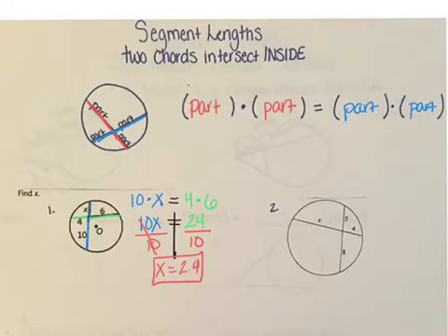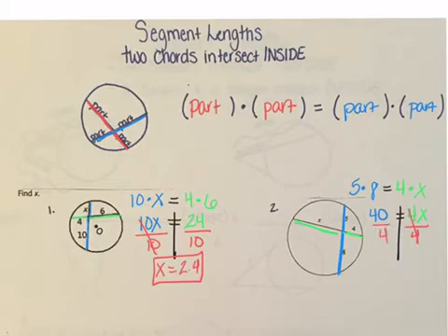We're going to do the same thing with example 2. So we're going to take the vertical chord, we're going to take one part, which is 5, times the other part, which is 8. Set this equal to the horizontal chord, so 4 is one part, times the other part, which is x. And we'll simplify. 4 times x is 4x. We'll set this equal to 5 times 8, which is 40. Then to get x by itself, again, right now it's 4 times x. So we're going to do the inverse operation, which is divide by 4. And x is 10.